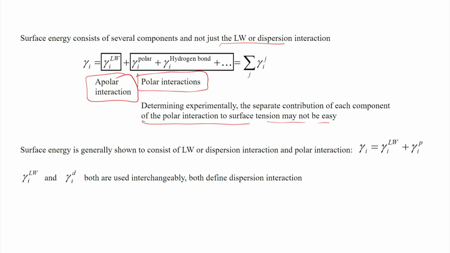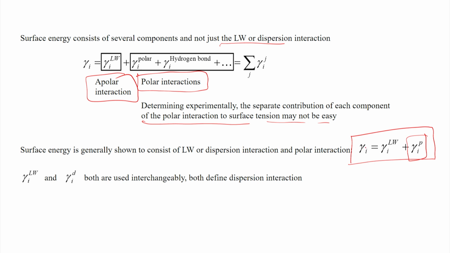Therefore, what people have thought about is that we consider all these components, polar, hydrogen and so on, into one basket, that is gamma I P here. So now the total interfacial energy or total surface energy is gamma I LW plus gamma I P. Now, gamma I LW and gamma I D, both are used in the literature, and in my lectures also at some point I will possibly use D here. D means dispersion and LW means Lifshitz van der Waals, so both are the same here.